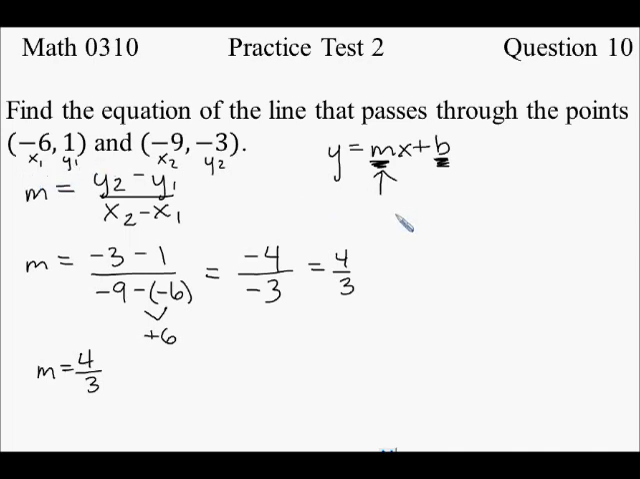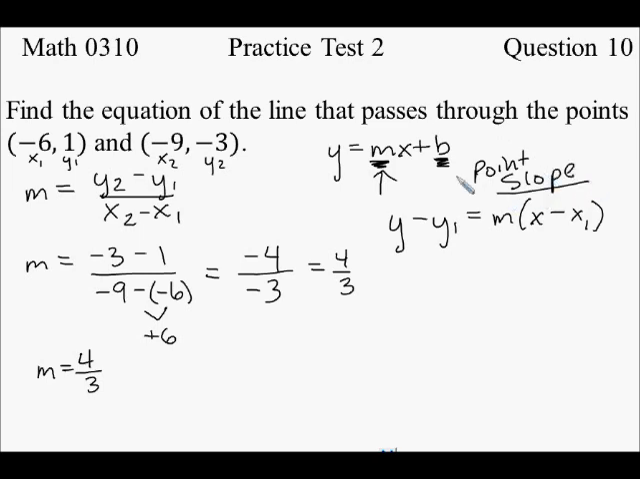So now to find the equation of the line, we're going to use our point slope equation. y minus y1 equals m times x minus x1. And again, remember this is our point slope equation that we're using, because we have some points and we now know our slope, so we can use the point slope equation. So let's plug in here.